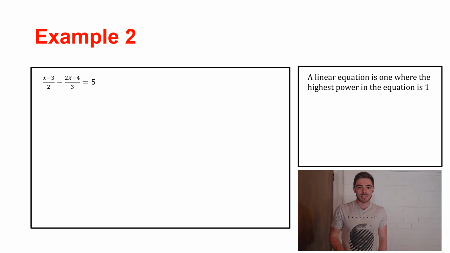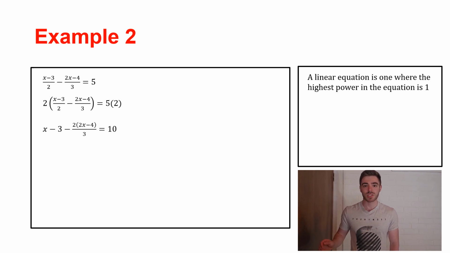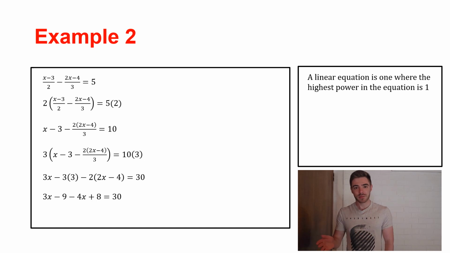Here's a more complicated example. One thing I'd recommend to start with is to cancel out any fractions as soon as possible, which we can do in this case by multiplying both sides of our equation by 2, since the denominator of the first fraction is 2. Once you expand through that multiplication, you'll see that the fraction disappears. We can actually do the exact same thing to the second fraction by multiplying both sides by 3. Once again, when you expand that out, you'll see that all the fractions now have disappeared.